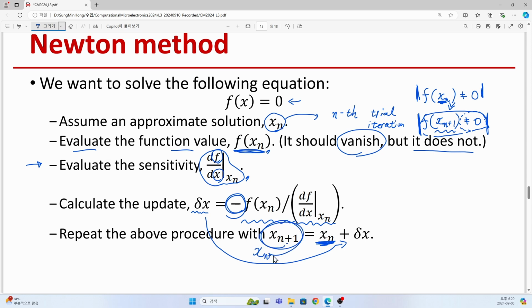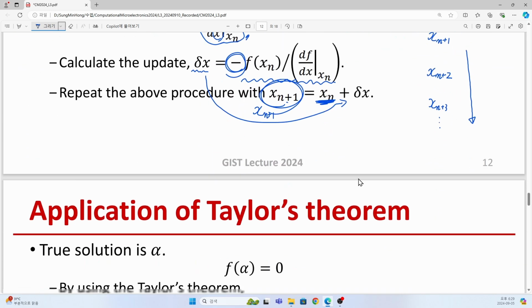And just add this update value to our present value, and now we have a better solution, x sub n plus 1. And with this x sub n plus 1, we can also build x sub n plus 2, and also x sub n plus 3, something like that. If we keep going this way, then our solution will be improved and improved. And if we are satisfied with a certain solution in a numeric sense, then we can stop the solution procedure.